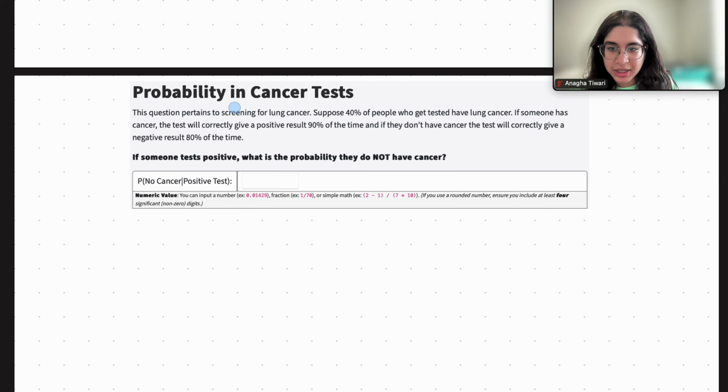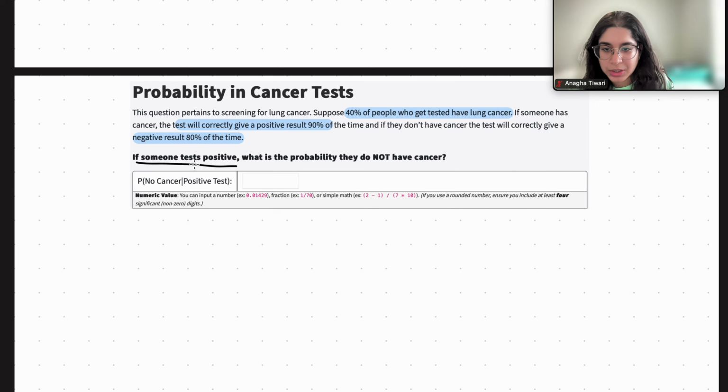So here it says the question pertains to screening for lung cancer, right? Suppose 40% of people who get tested have lung cancer. If someone has cancer, the test will correctly give a positive result 90% of the time. And if they don't have cancer, the test will correctly give a negative result 80% of the time. So this is the probability of a true positive, and this is the probability of a true negative, right? It says, if someone tests positive, what is the probability that they do not have cancer?